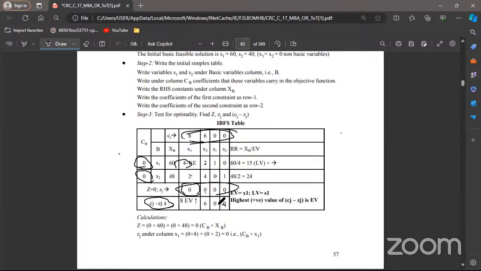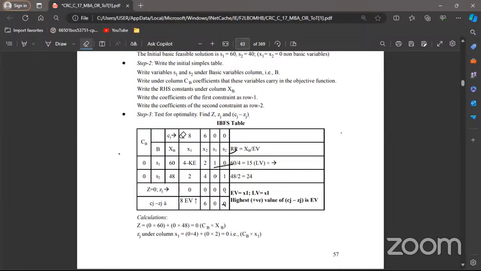Yes, madam. I will tell you how to create this table. We have to write the objective function here. First we have to write all the variables: x1, x2, s1, s2. This will continue for the rest of the tables also. Then you have to write both the constraints here. Then you have to calculate Zj. Then you have to calculate Cj minus Zj. These are the steps. Okay.